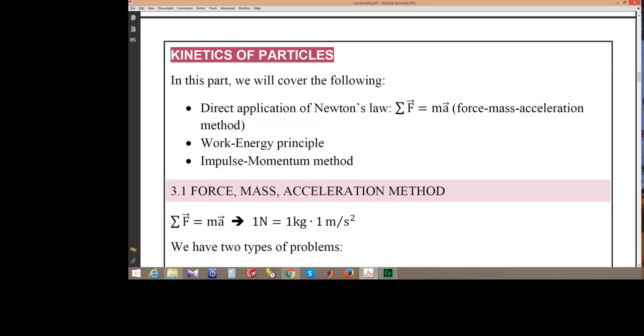At the moment, for just particles, we'll apply this F equals ma equation. You need to be careful here that the equation is a vector equation. Forces are vectors and the acceleration is a vector. M here is considered to be constant, so this is our assumption in this evaluation of particles in terms of their kinetics.